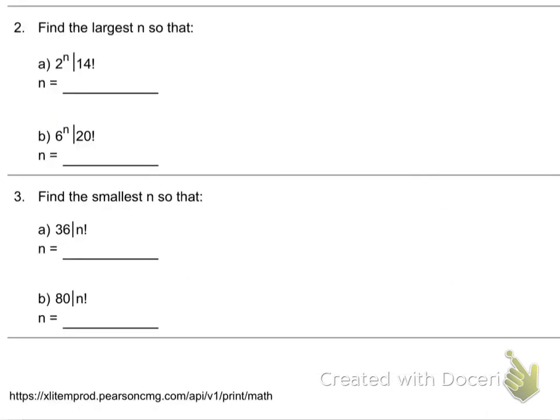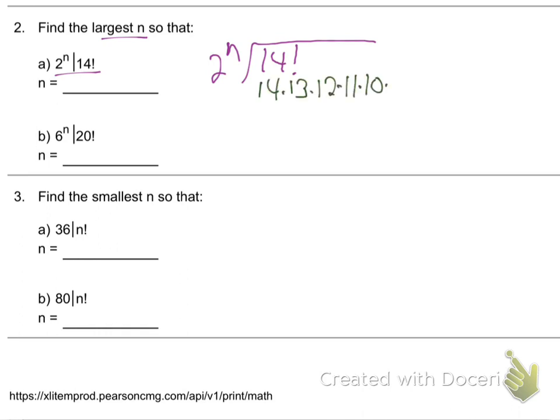So here's number 2, and we want to find the largest n so that 2 to the n divides evenly into 14 factorial. So what's in a 14 factorial? 14 times 13 times 12, 11, 10, 9, 8, 7, 6, 5, 4, 3, 2, 1. So what we're looking for is how many 2's are in that 14 factorial.